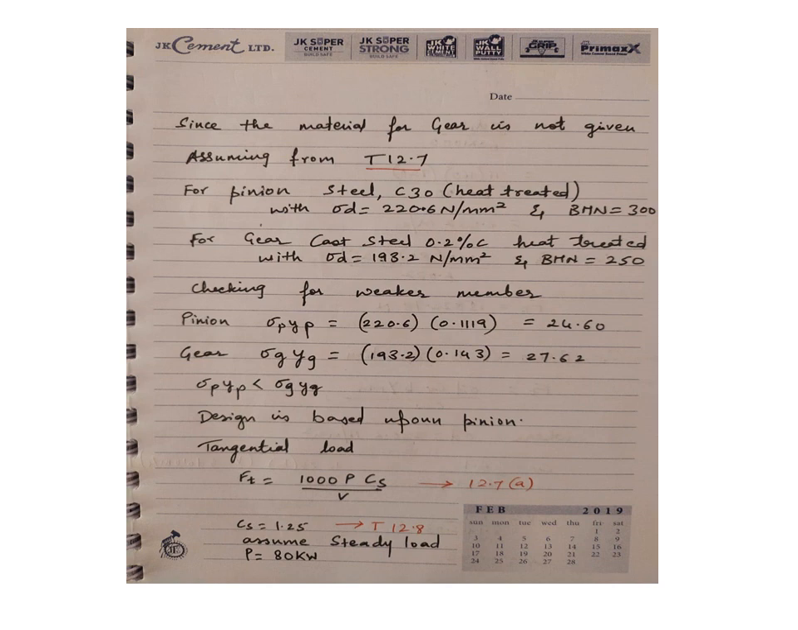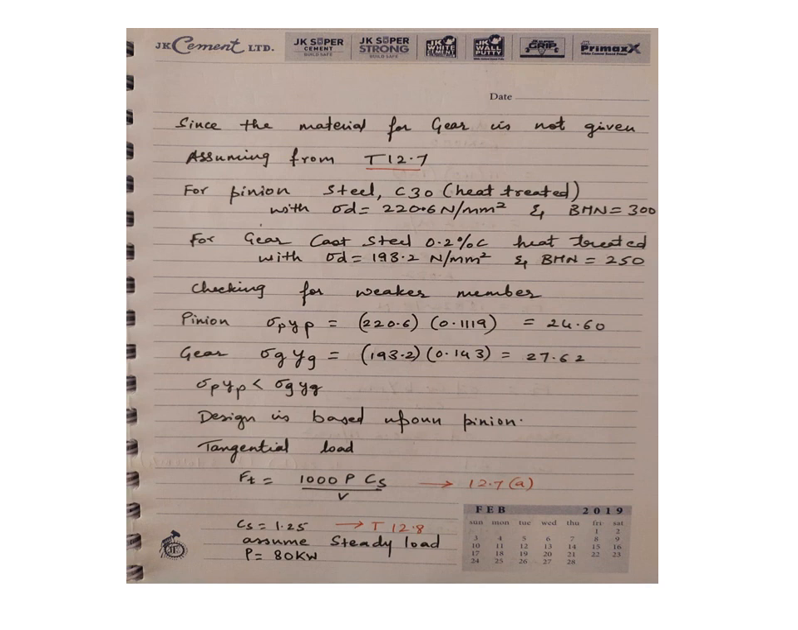Once we calculate the Lewis form factor, it is necessary to select the weaker member for the further design of the gear. Since the material of the gear is not given and even the material of the pinion is not given, from table number 12.7 from the data handbook, we can assume for pinion steel C30 heat treated with design stress equal to 220.6 Newton per mm square and BHN is 300. Similarly, for gear, we can select cast steel 0.2% carbon heat treated with sigma d, that is design stress for gear, comes out to be 193.2 Newton per mm square and BHN is 250.